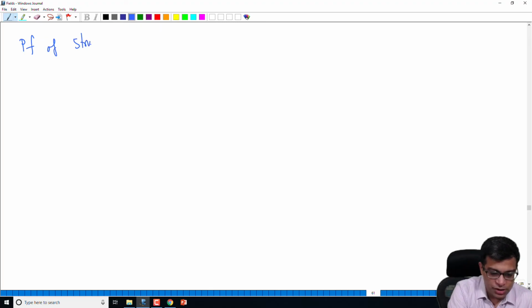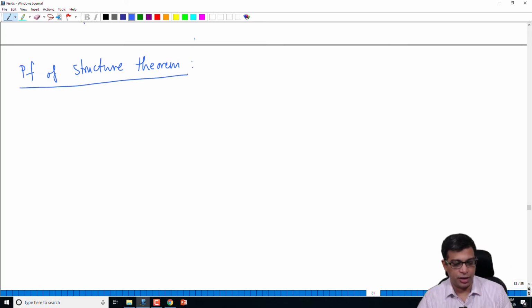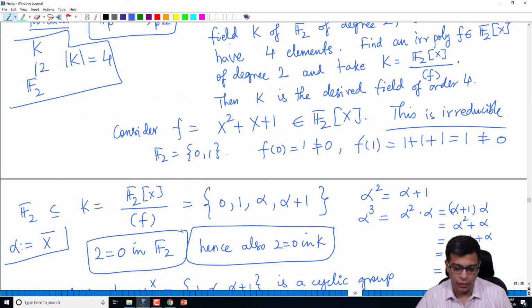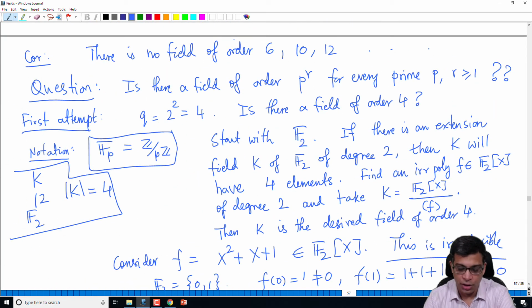So I want to prove the structure theorem. Remember, in the example that I did before stating the theorem, how did we construct a field of order 4? We started with a field of order 2, found a polynomial of degree 2 which is irreducible, and went modulo it. So now you can see how to construct a field of order 8. All you need to find is a degree 3 polynomial which is irreducible, and go modulo that.